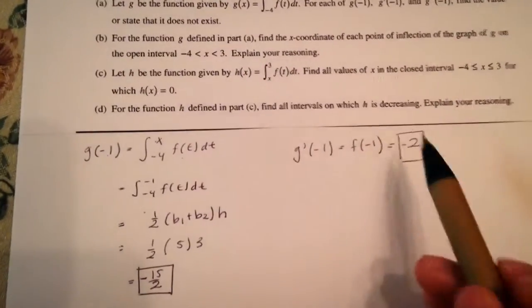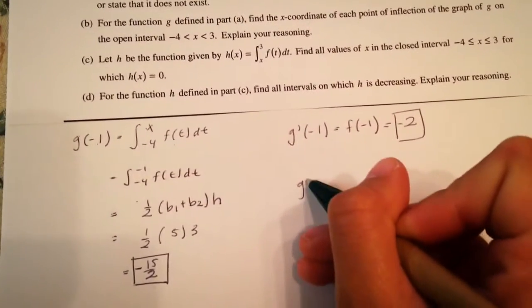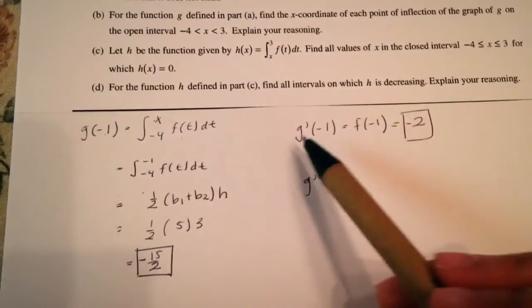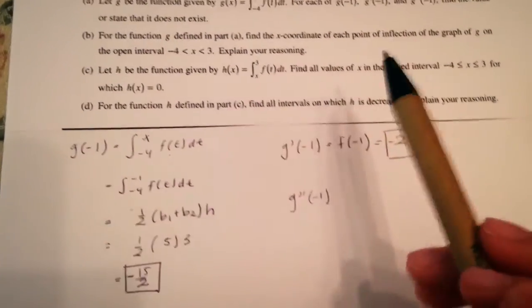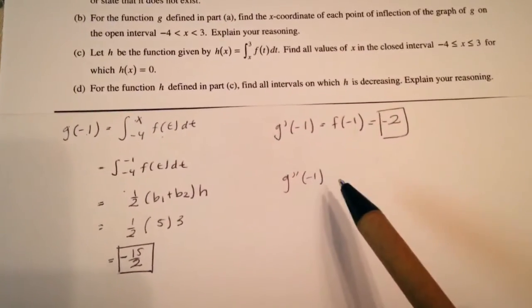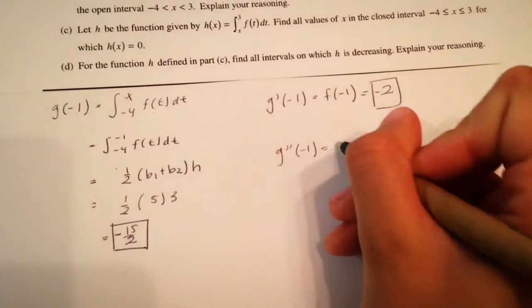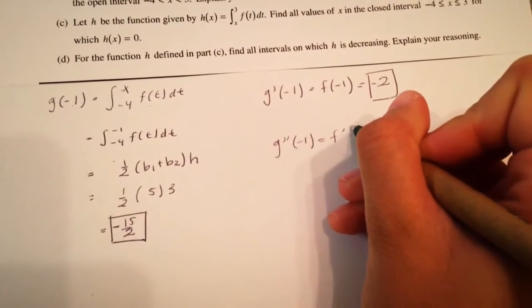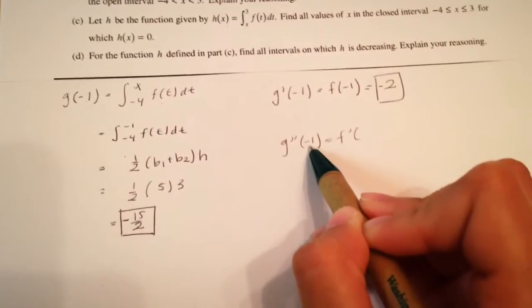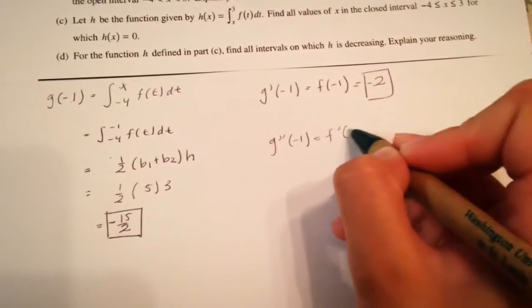So now let's look at g double prime of -1. If we already knew that g prime of x equals f of x, then that would mean that g double prime of x will equal f prime of x. But since we're looking at g double prime of -1, we'll look at f prime of -1.